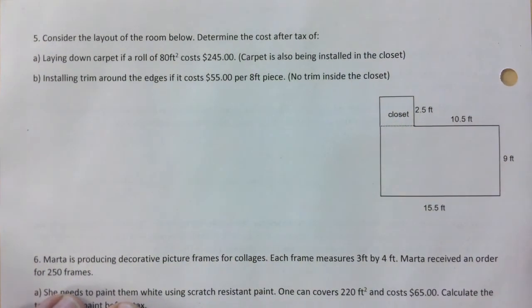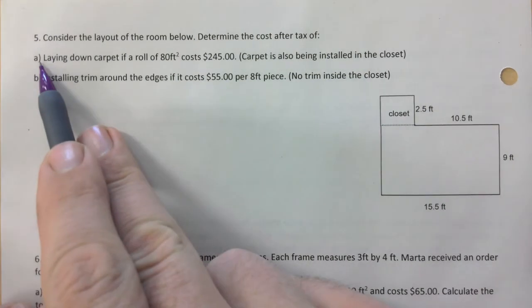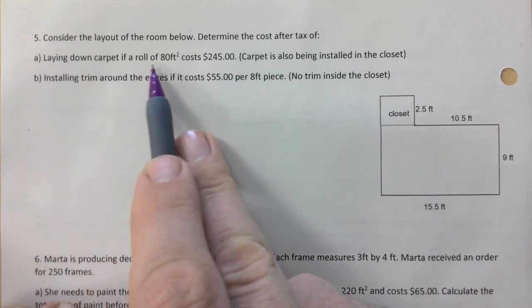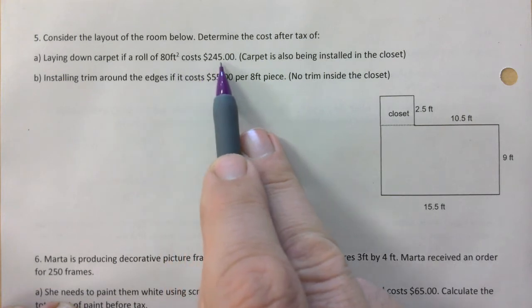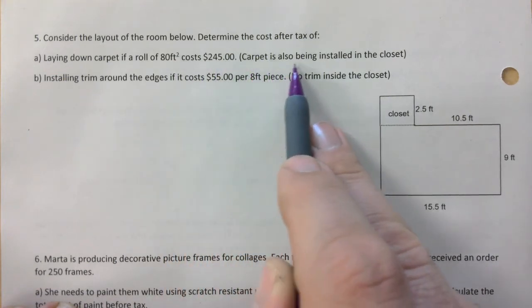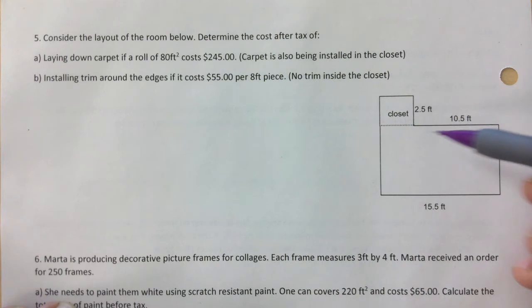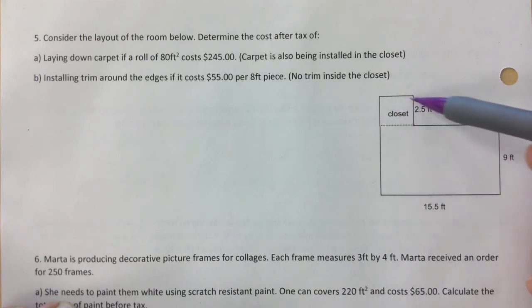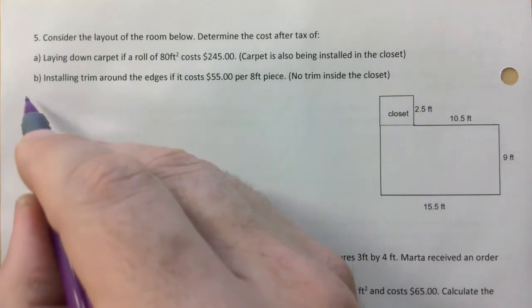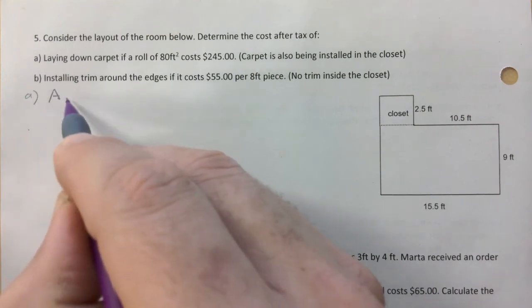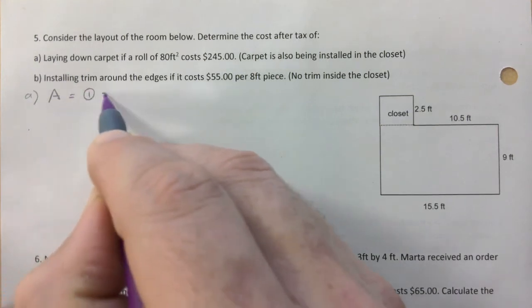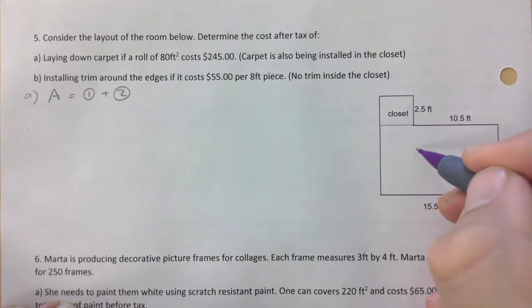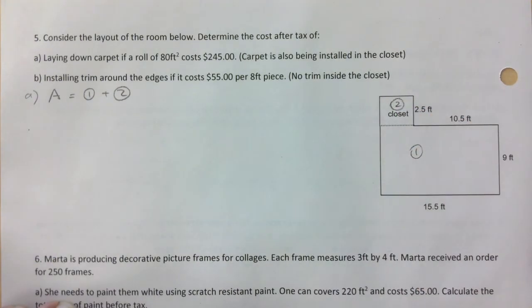Okay, the back side. Consider the layout of the room below. Determine the cost after tax of A. We'll do A first. Laying down carpet if a roll of 80 square feet costs $245. Carpet is being installed in the closet as well. So we're going to find out this whole thing, right? So to find A, we're going to find area, which is 1 plus 2. We're going to call this 1 and this 2.